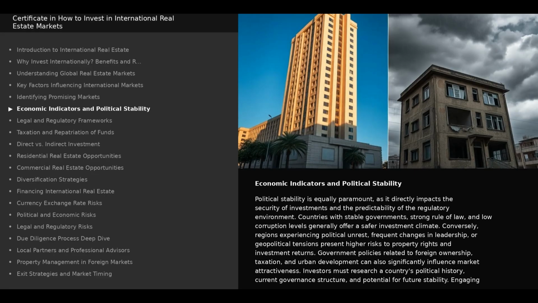Investors must research a country's political history, current governance structure, and potential for future stability. Engaging with local experts can provide invaluable insights into the political landscape and its potential impact on real estate investments. This due diligence is non-negotiable.